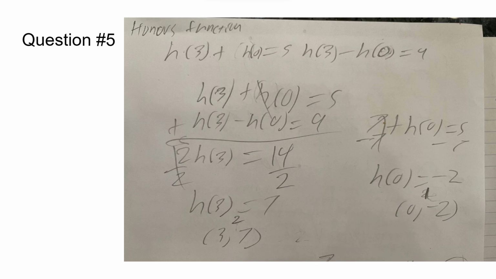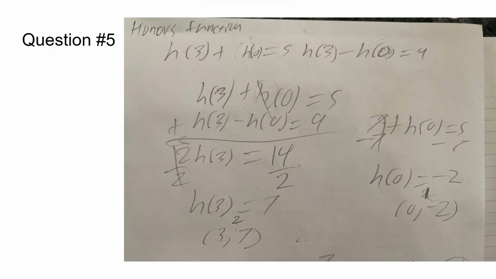We're going to start with honors functions. All right, so the first question is question 5, which is a linear expression with h of 3 plus h of 0 equals 5 and h of 3 minus h of 0 equals 9.